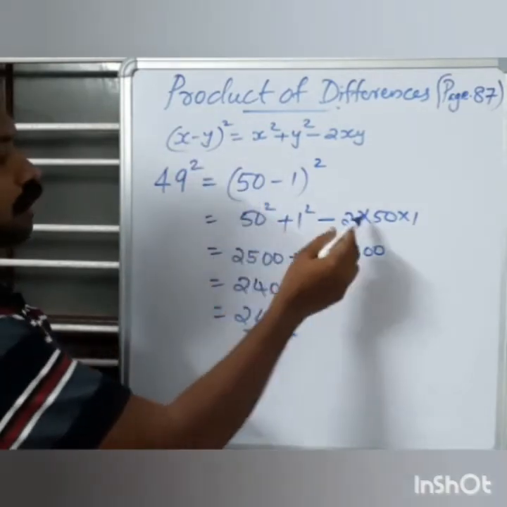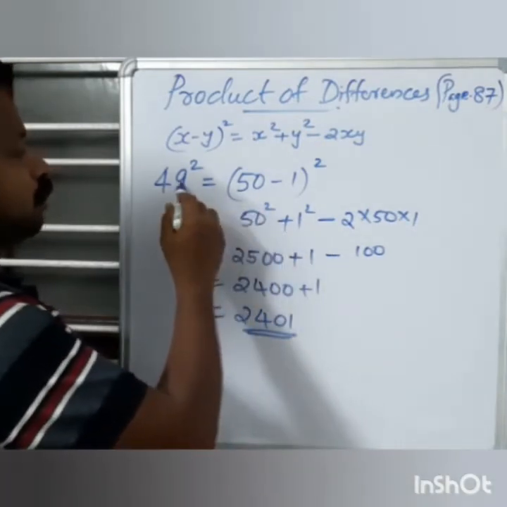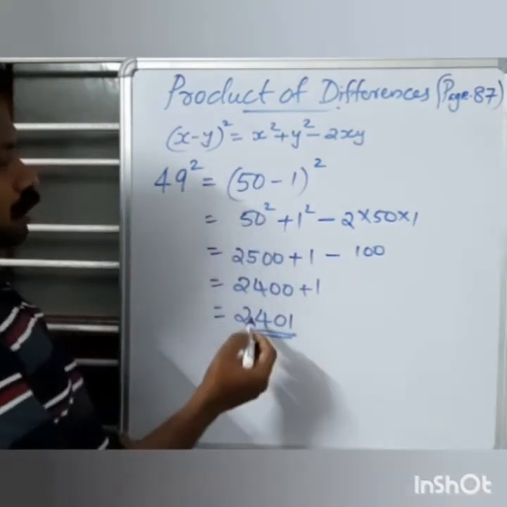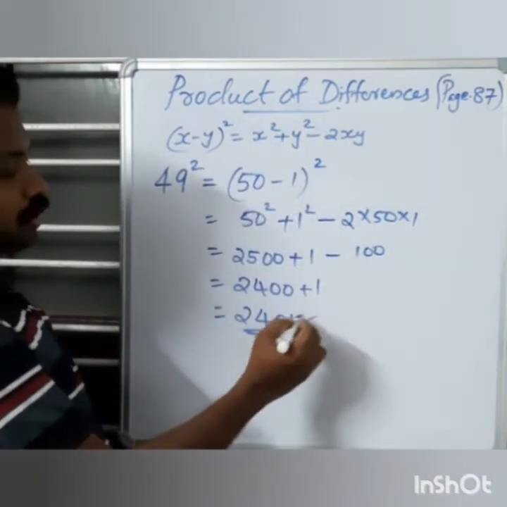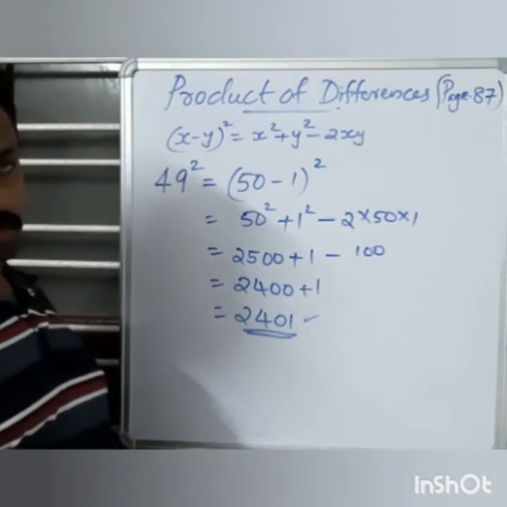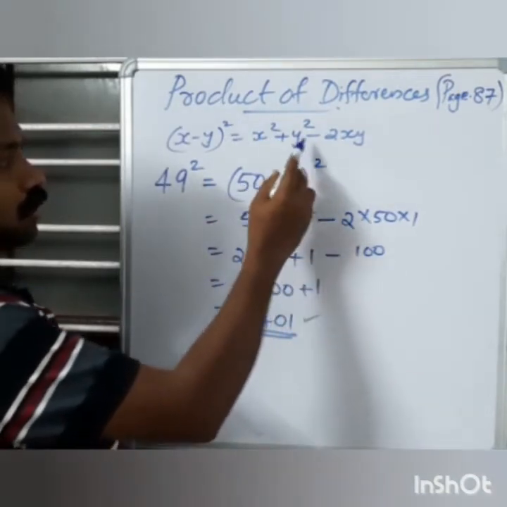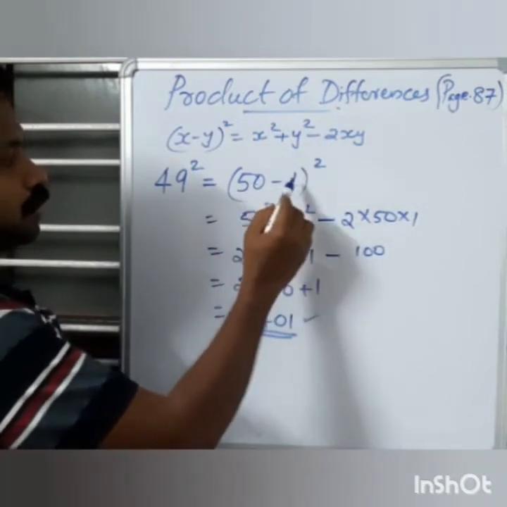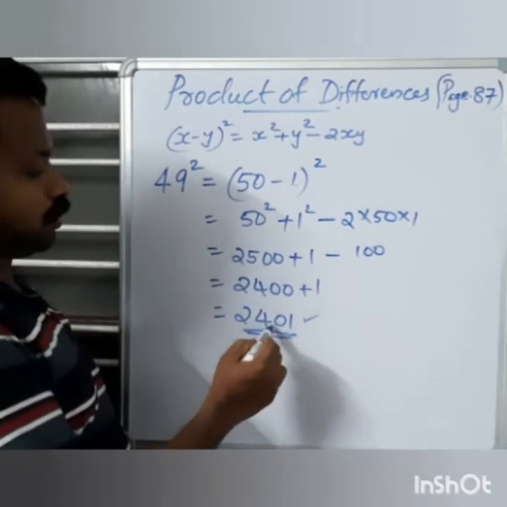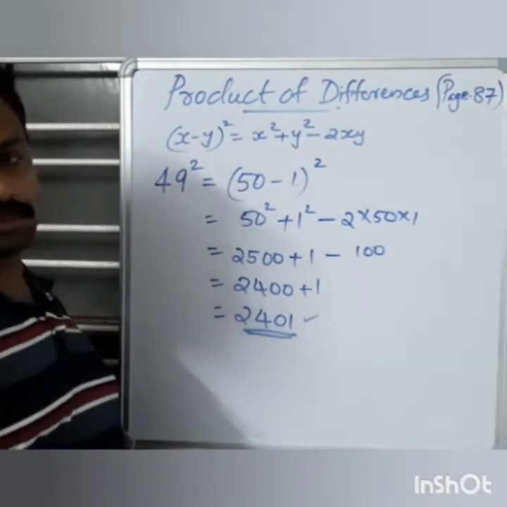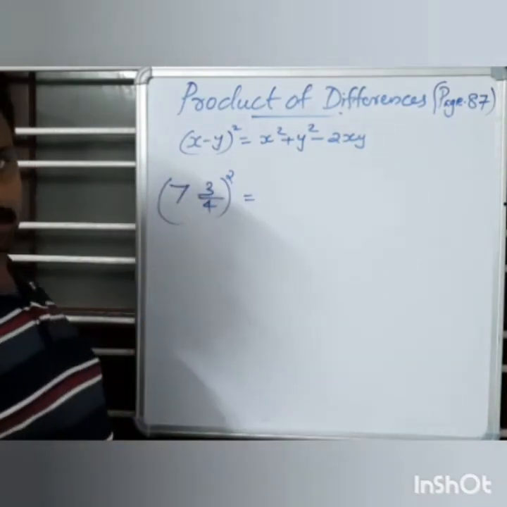So for easy multiplication we can use this one. So instead of finding out 49 square, we can find out 50 minus 1 whole square. So the answer we are getting is 2,401. First x square plus y square minus 2 into x into y. We get the answer as 2,401. Next one, 7 3 by 4 square.